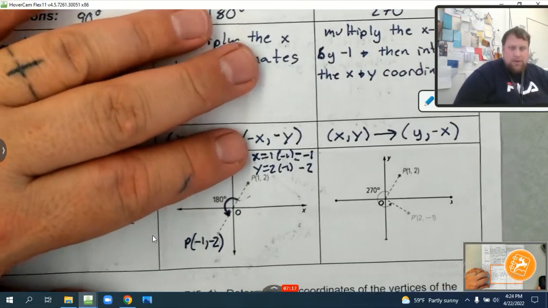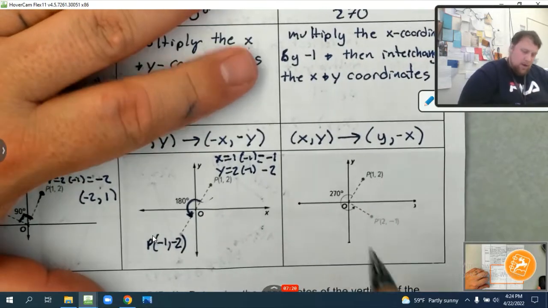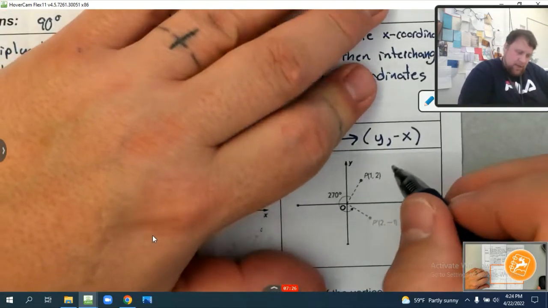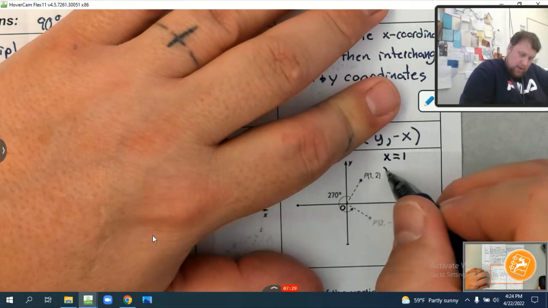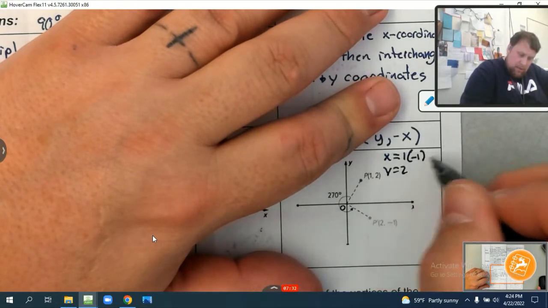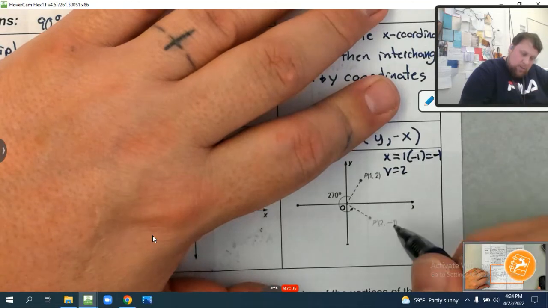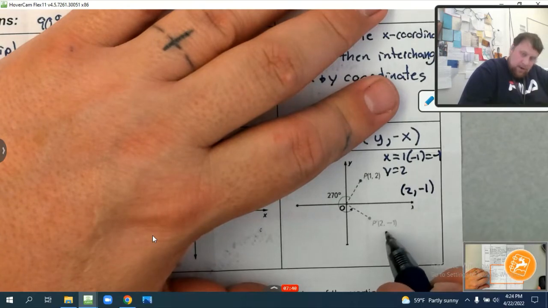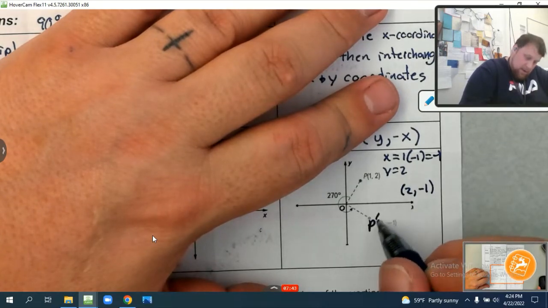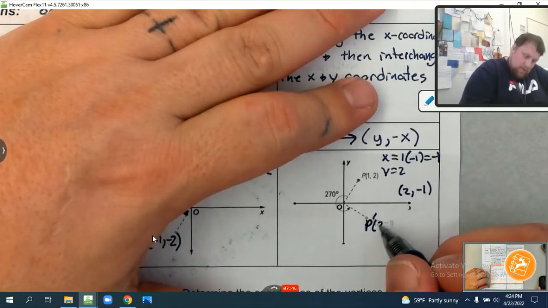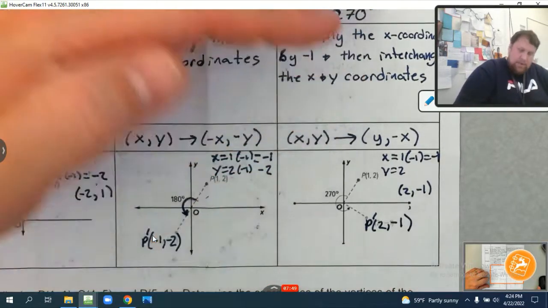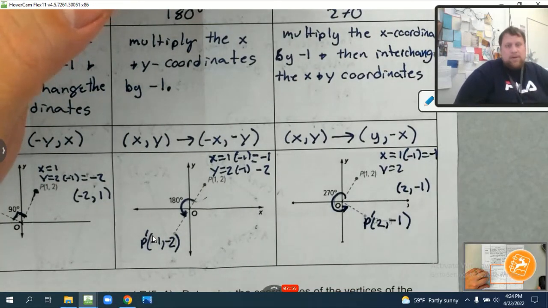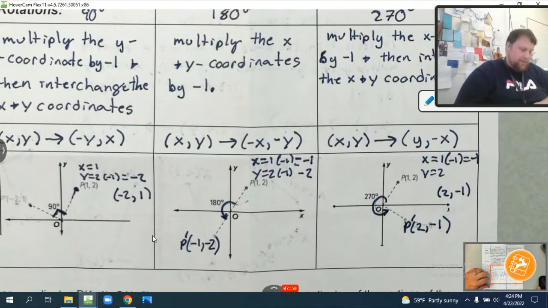Now we're going to talk about a 270-degree rotation. Right here, this time it tells us to just multiply the x by -1 and interchange the x and the y. So again, if my x equals 1 and my y equals 2, we're going to multiply that 1 times -1, which equals -1. And our new point is going to be (2, -1), which we see right here. Correct? It's that point P' of (2, -1). Boom. And that makes a 270-degree rotation about the origin. So that is how we do a rotation. Awesome.